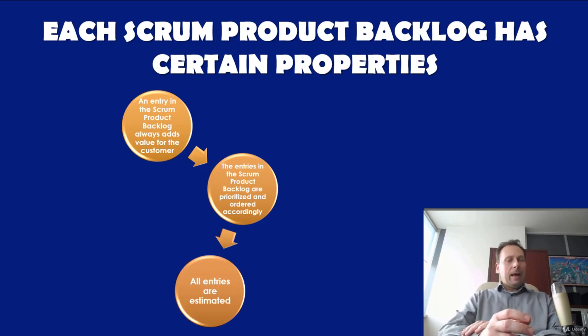All entries are estimated. All the entries within the Scrum product backlog have to be estimated according to the agreed definition, for example, story points. This estimation can then be used to prioritize entries in the Scrum product backlog and to plan releases.